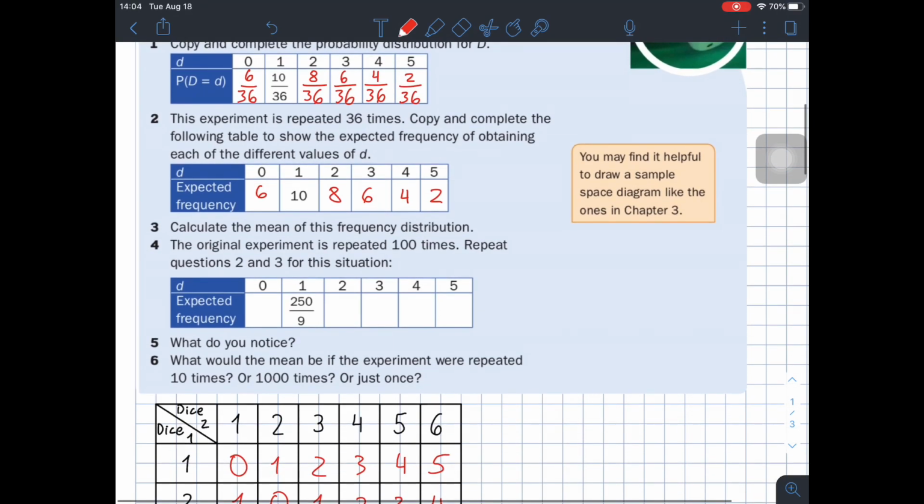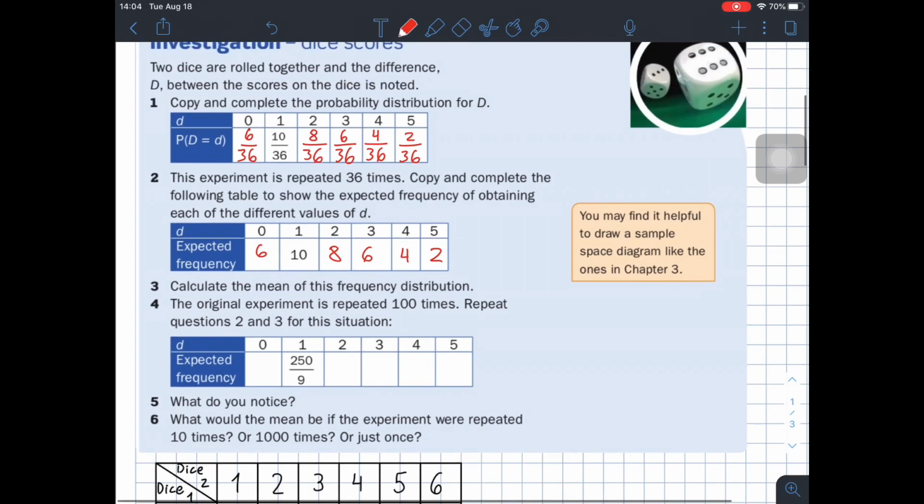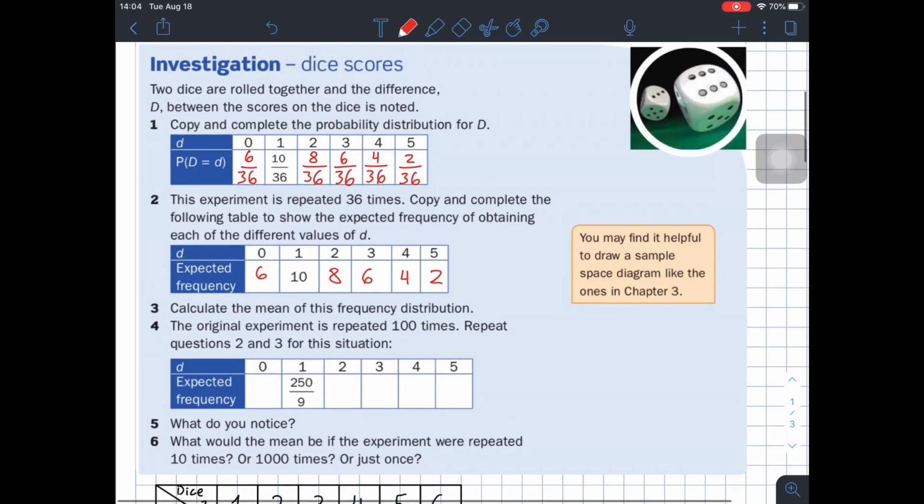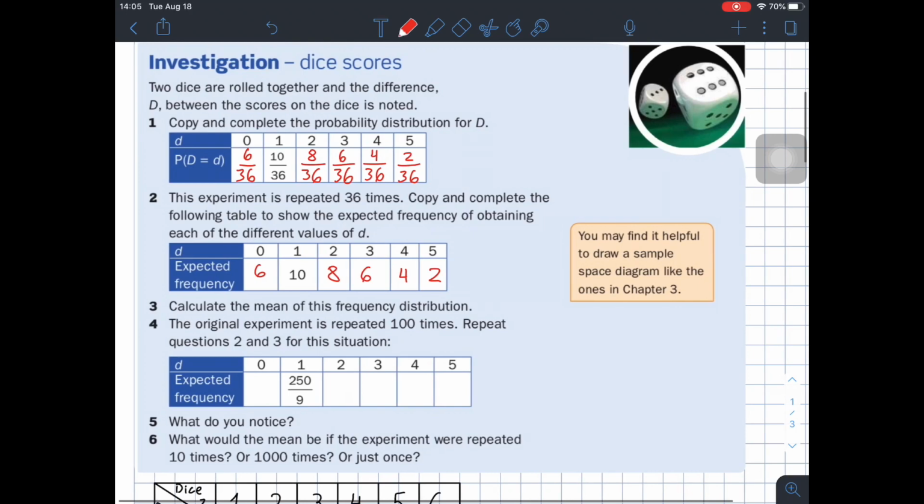Number 3, it says, calculate the mean of this frequency distribution. What will happen if I calculate the mean of this frequency distribution? Do you remember how to calculate mean? In order to calculate mean, I need to multiply the value, or in this case the difference, times the frequency, right? Value times frequency, difference times frequency, and divide all of that by the total amount of throws, which in this case is 36. So I'm going to do that here.